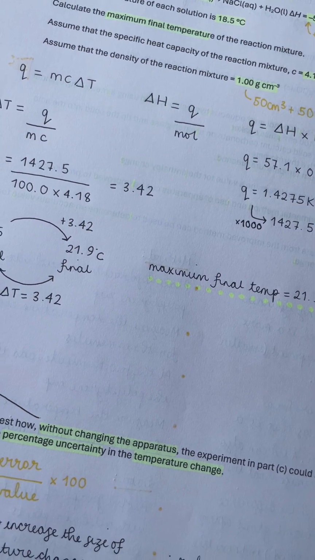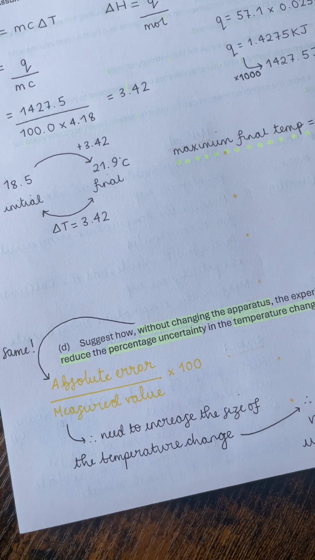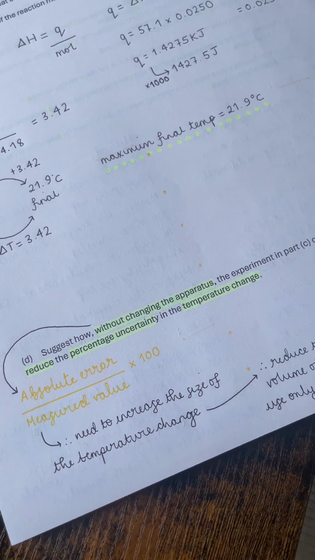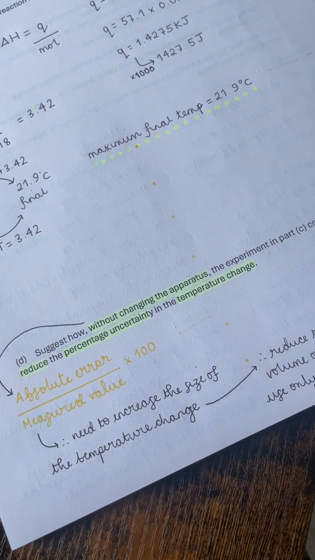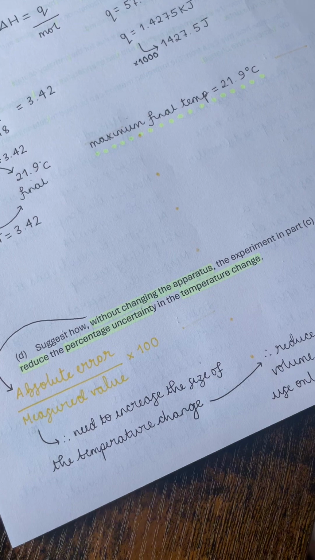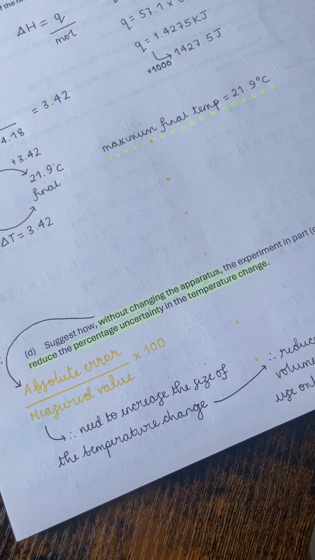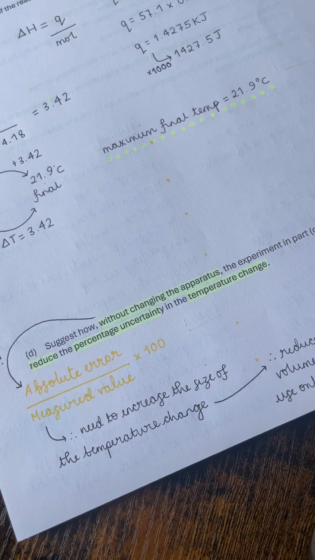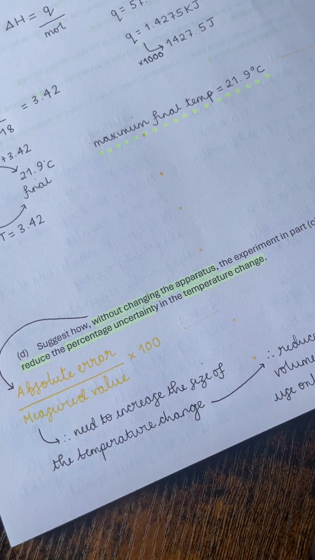Okay? And then the little practical question at the end: suggest how, without changing the apparatus, the experiment in part C could be improved to reduce the percentage uncertainty in the temperature change. Now this question can come up with regards to any practical at all, but I do think it comes up quite a bit in required practicals too, because there's quite a few different types of measurements that we're making, and in this case it's alluding to the temperature change.